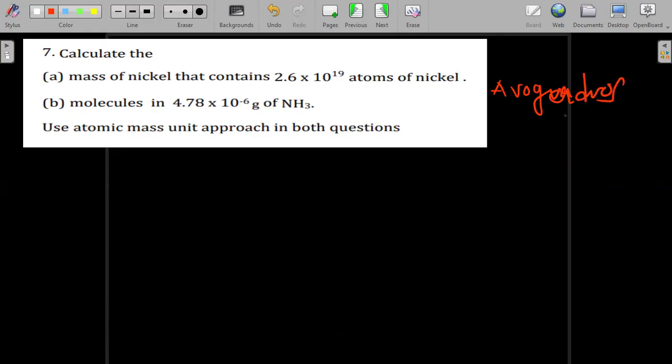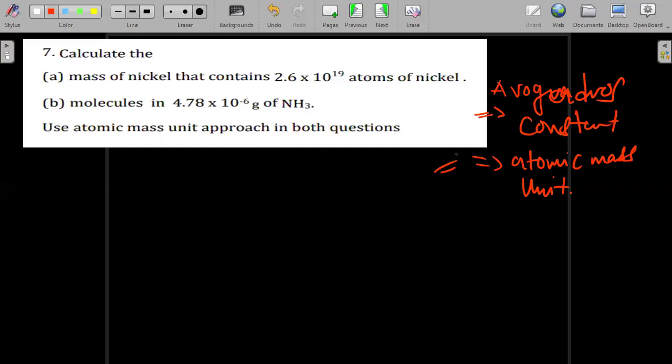Avogadro's constant is the most common method. Then we have another one where we use the atomic mass unit approach. I have videos on my YouTube channel where I explain Avogadro's constant and also the atomic mass unit approach, so make sure you watch those two videos.